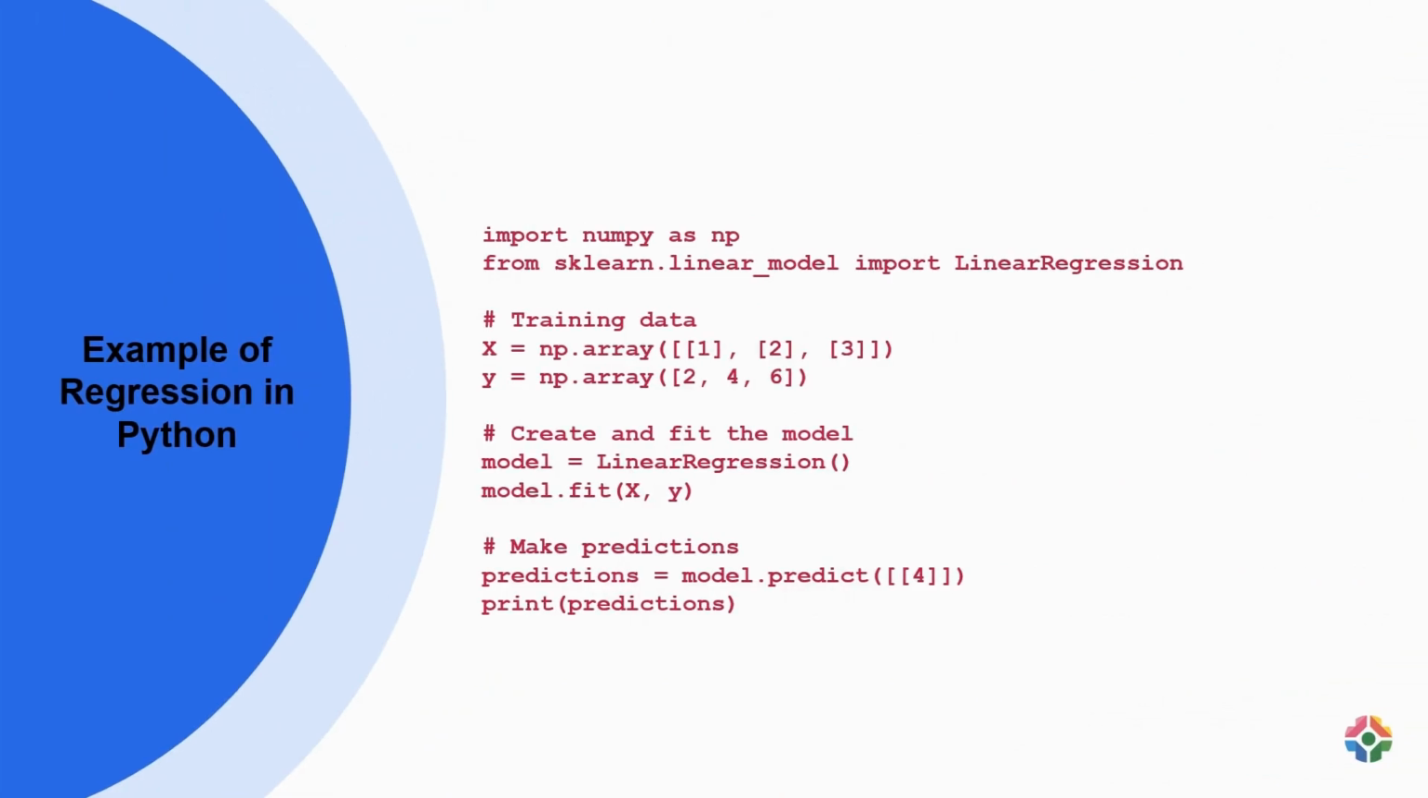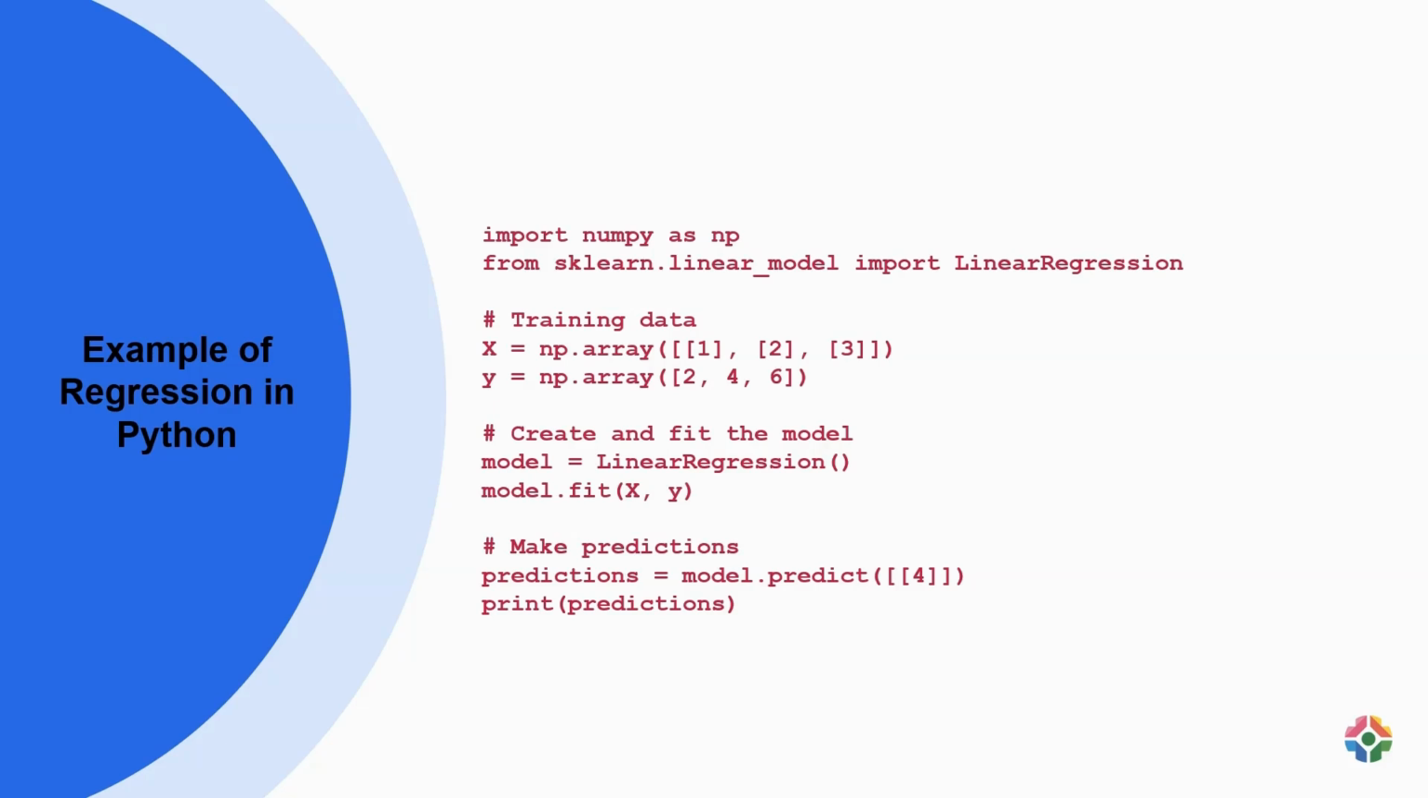To create a linear regression model using scikit-learn, follow these steps. 1. Import the necessary libraries such as NumPy and LinearRegression from sklearn.linear_model. 2. Prepare your training data with independent variables, features X, and target variable, output y. 3. Instantiate a linear regression model. 4. Fit the model with the training data using the fit method. 5. Make predictions on new data by calling the predict method on the model.